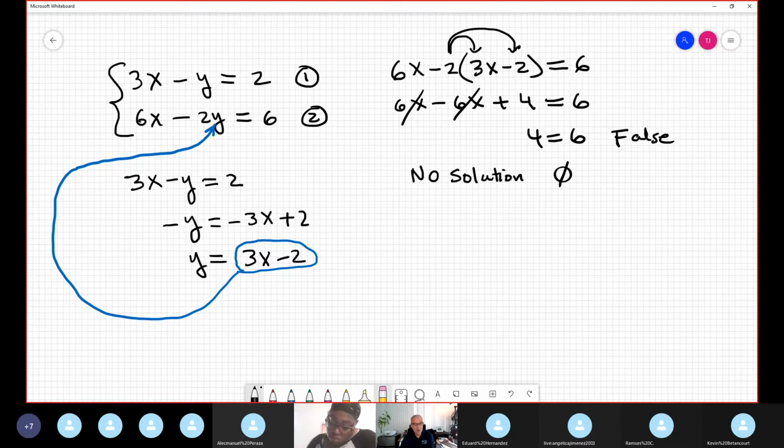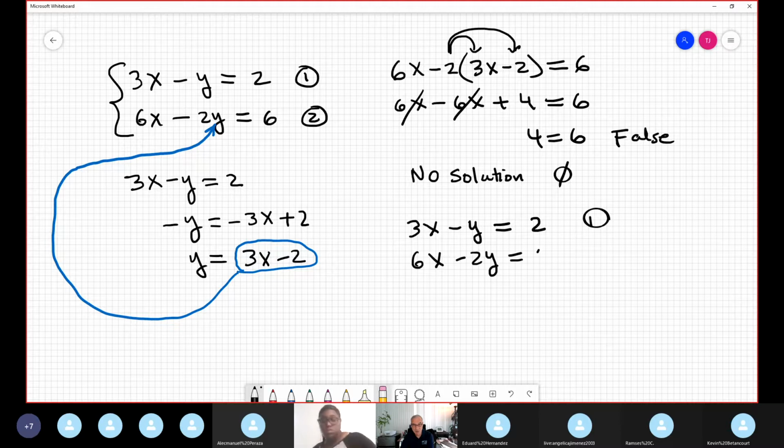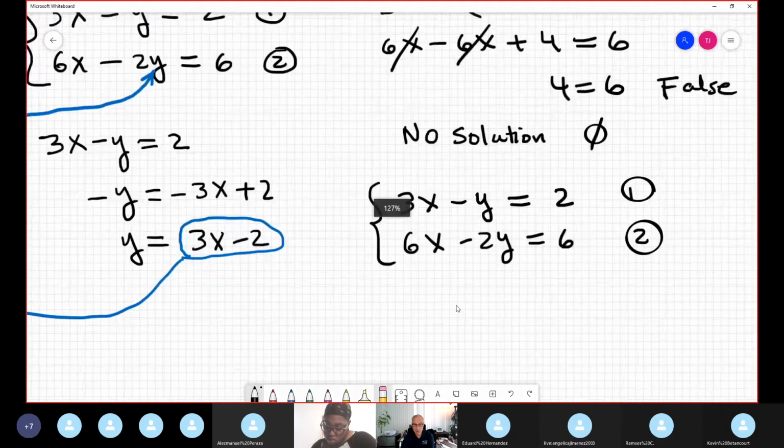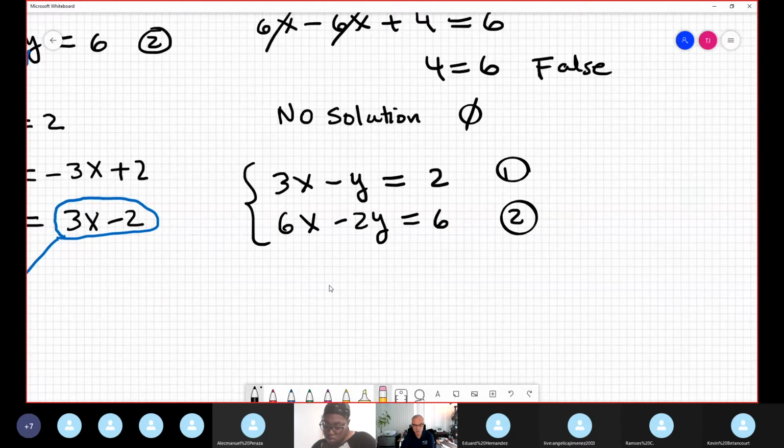Now let's do the same problem using elimination. I don't know if it's possible or impossible. Let me copy again: 3x minus y equals 6 is equation 2. And you can see now the advantage and disadvantage of the method. I can solve this by elimination, but I don't see any coefficients equal and with opposite sign, so I need to force the situation. So don't expect it always to be nice and easy.